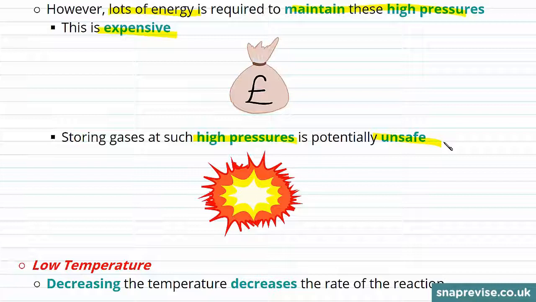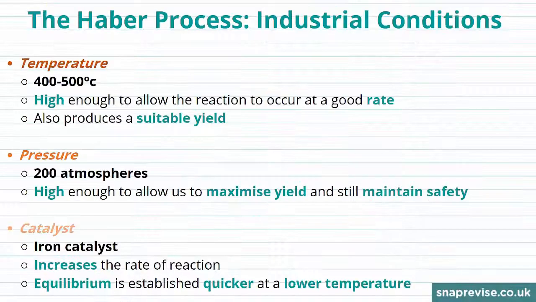Low temperatures, although favourable to the yield, will decrease the rates of reaction, which is not ideal. So you can see how we must balance the optimum yield against the economic feasibility of our reactions. So now I've had a look at the ideal conditions and the problems with them. Let's have a look at the industrial conditions used in the modern manufacturing of ammonia through the Haber process.